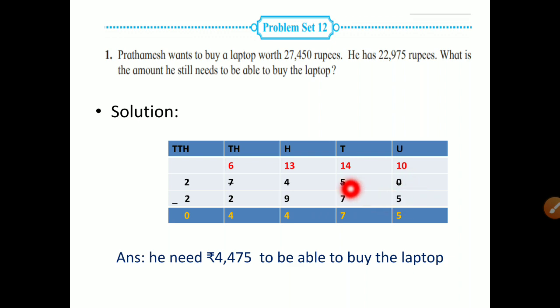0 minus 5 not possible, borrow from 5. This will make 10. 10 minus 5 is equals to 5. 4 minus 7 not possible, borrow from 4. 14 minus 7 is equals to 7. 3 minus 9 not possible, borrow from 7. 13 minus 9 is equals to 4. 6 minus 2 is equals to 4 and 2 minus 2 is equals to 0. The answer is 4,475. So he needs 4,475 rupees to be able to buy the laptop.